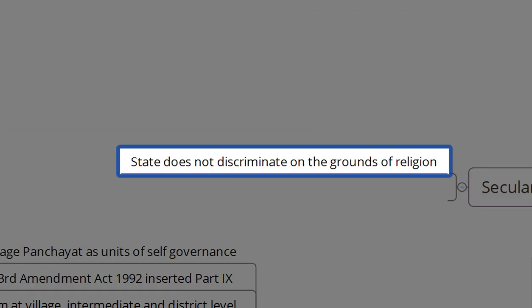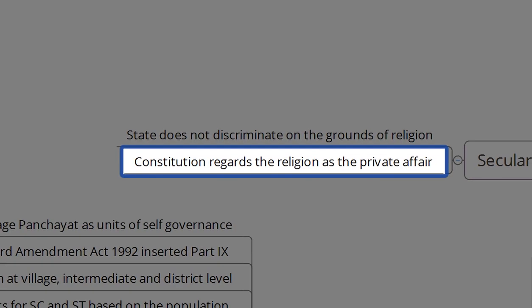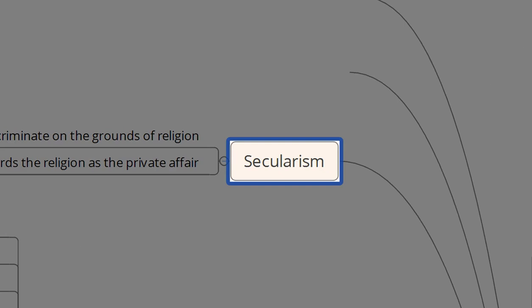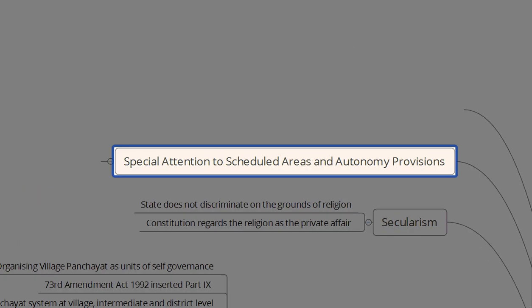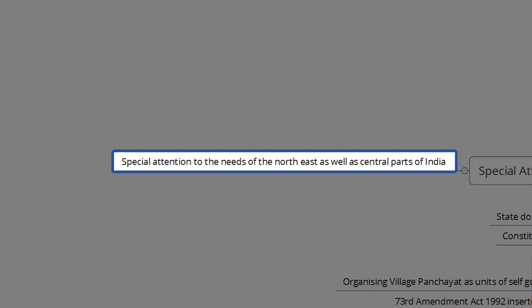Secularism, as I already mentioned, is the principle by which the state will be impartial to all religions. The state does not discriminate against anyone on the grounds of religion. And also, the constitution regards religion as the private affair of the individual. And another feature is the special attention to the scheduled areas and the autonomy provisions to certain areas, which means special attention is particularly needed for the northeast as well as central parts of India, where we feel that the culture of the place is very unique and it needs to be protected.